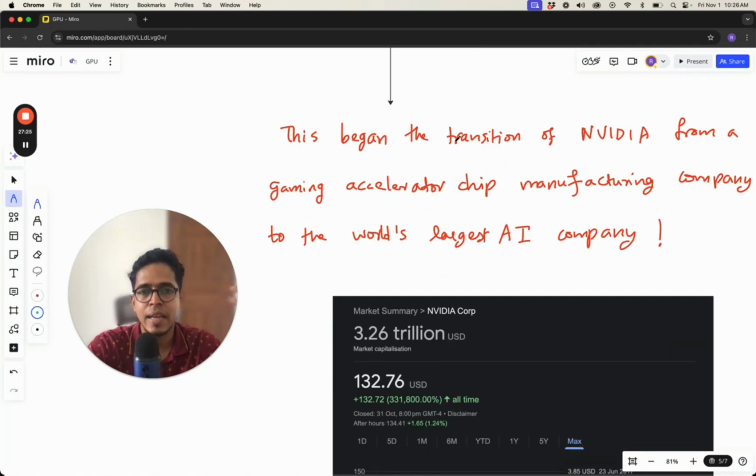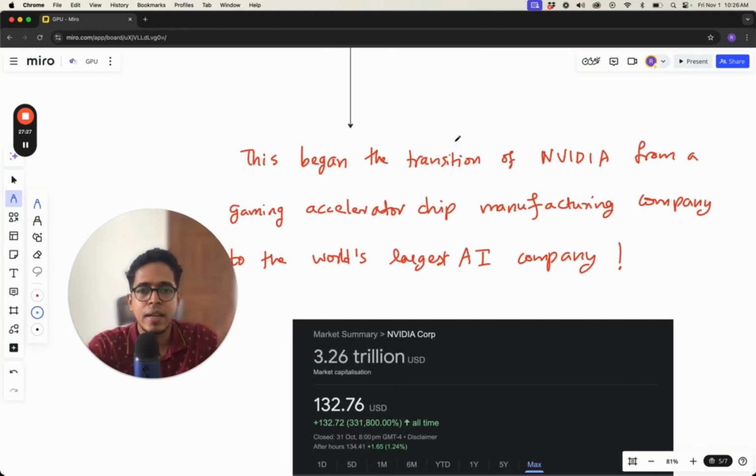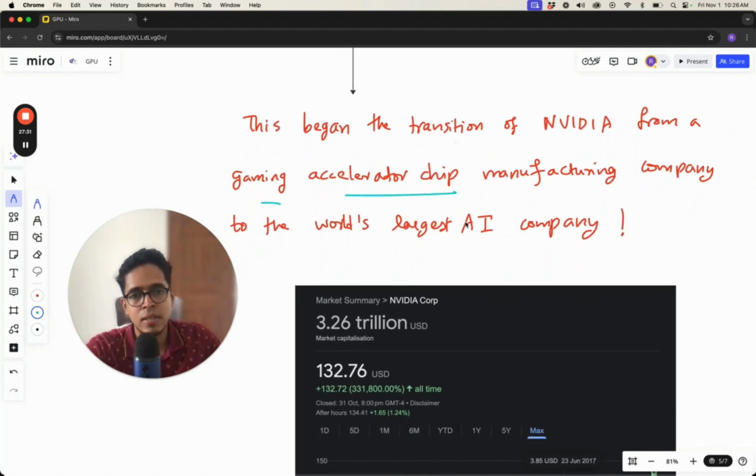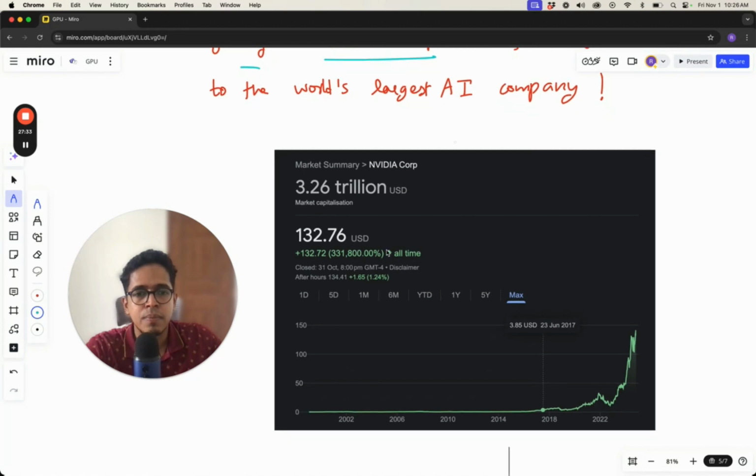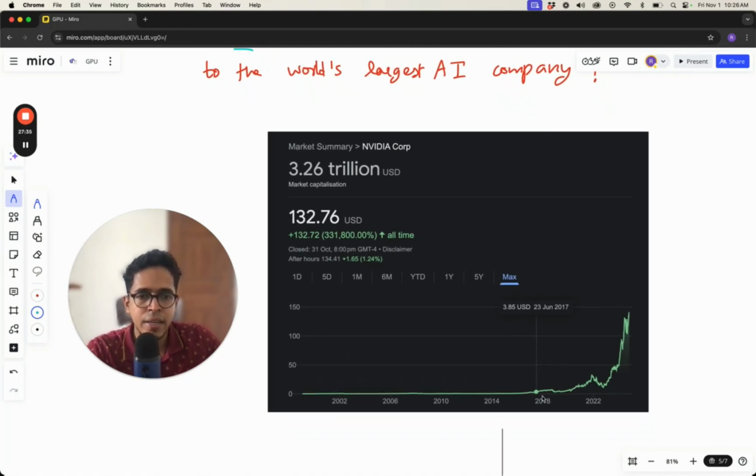It was originally a gaming accelerator chip manufacturing company, and now it's the world's largest AI company. Just look at the stock price of NVIDIA. In 2017, it was like $3.8, and now it is like $132. It has increased by a huge amount. I remember actually talking about NVIDIA with some of my friends, even at this point, and I regret not buying NVIDIA stocks when it was here. I thought it was overvalued even at that time.